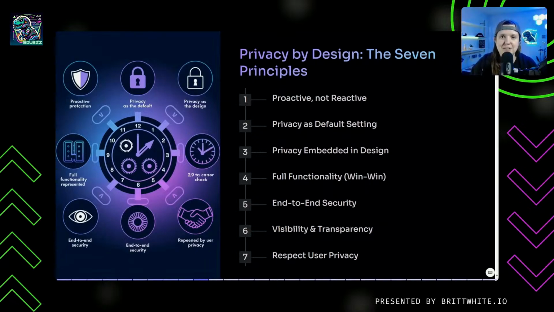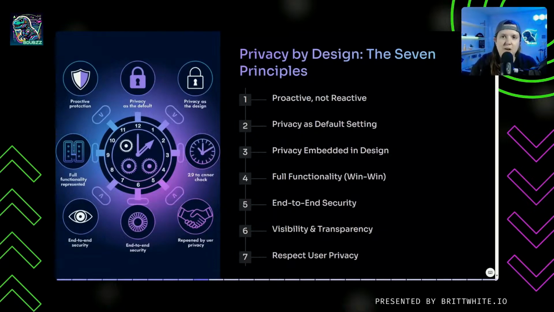The third principle is that privacy needs to be embedded into the design as an integral part of the system's architecture. We're not just bolting it on later, it's woven right into the system's DNA. It's part of the foundation and not just a decoration.